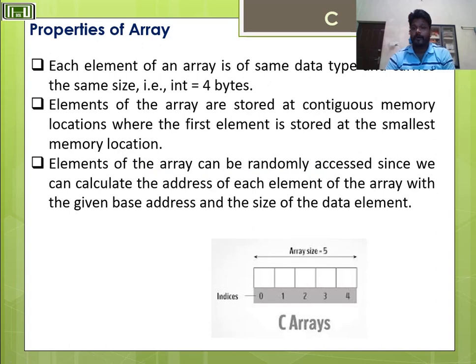So I already told you array elements are stored in contiguous memory locations, and indices start from 0 to n minus 1. Here we have array size 5. Then indices start from 0 to n minus 1, that is 0 to 4.